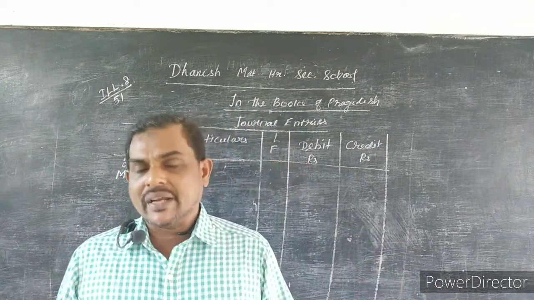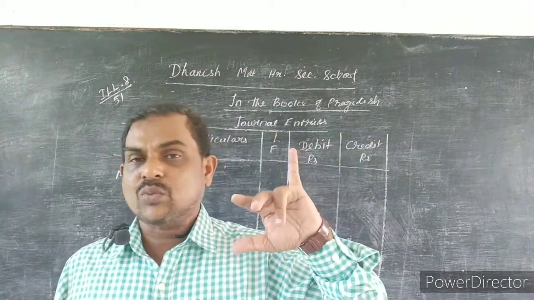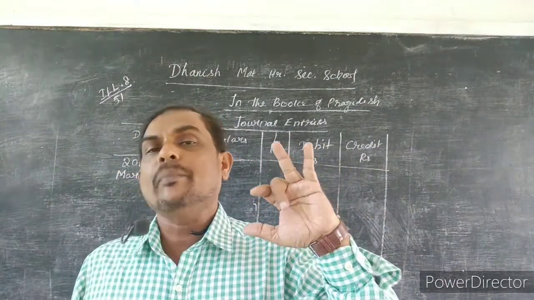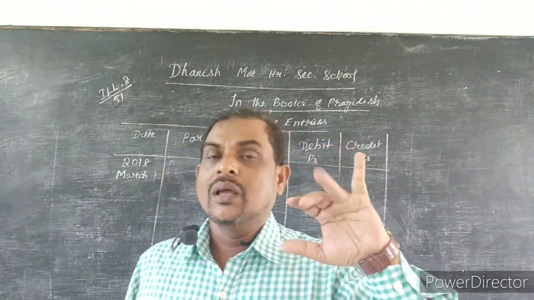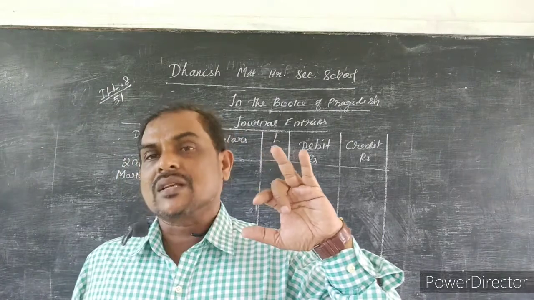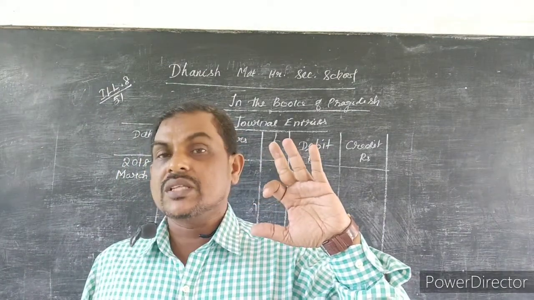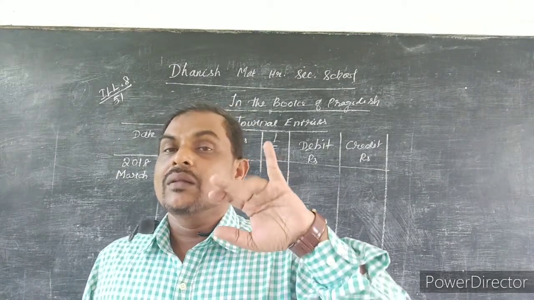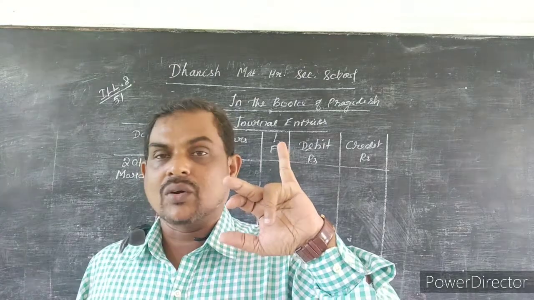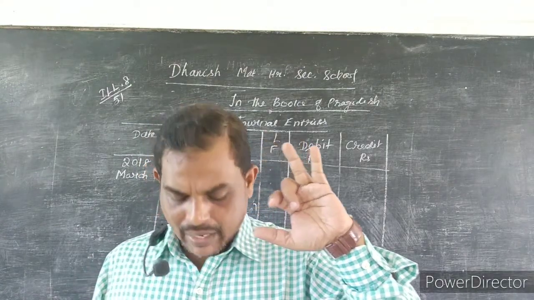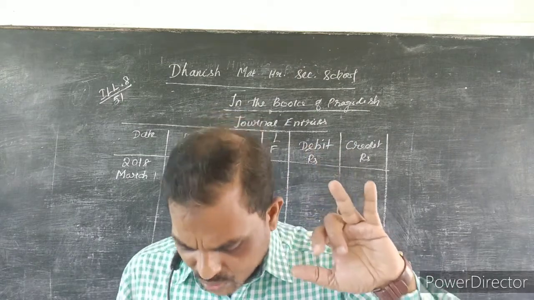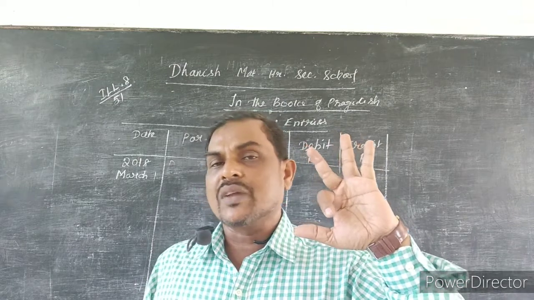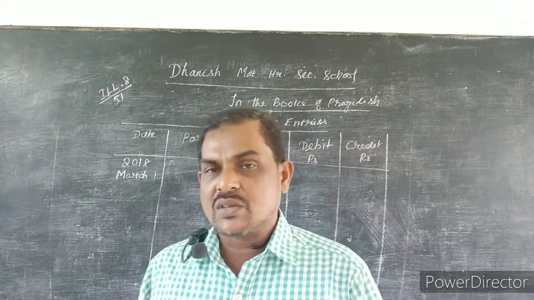Okay, so what is the journal entry? Here three accounts will come. One is Y and company, because Y and company is receiving the payment and I am paying through bank. Y and company is a personal account, bank is also a personal account, and the third one is discount received, which is a nominal account, an income. So here three accounts will come. Actually, minimum two accounts will come. Sometimes three accounts will also come.